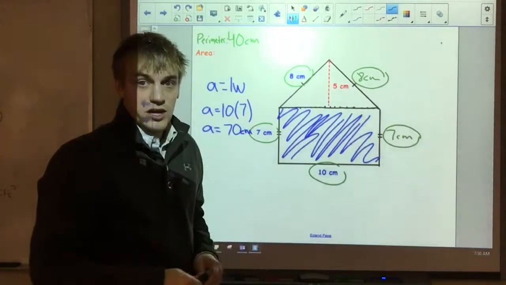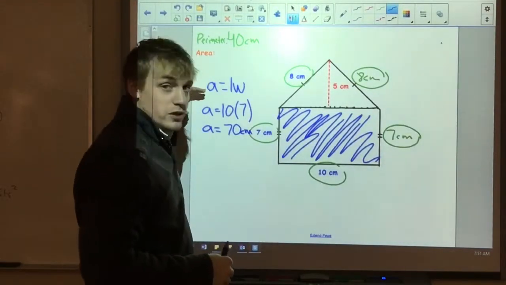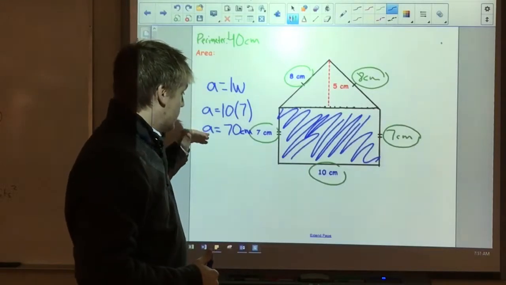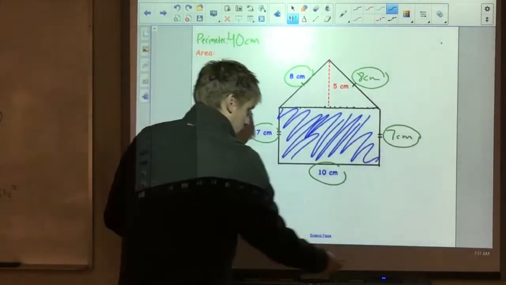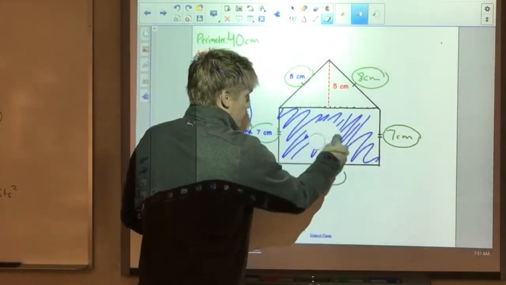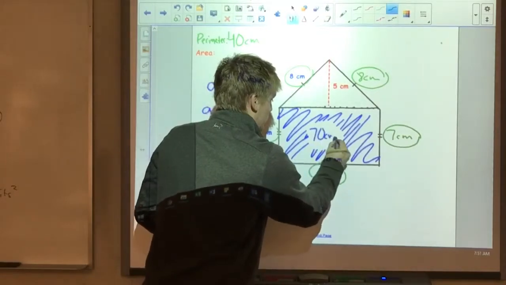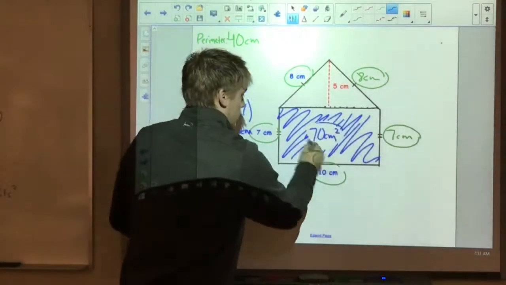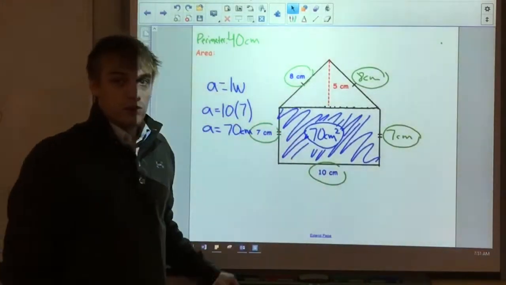Now, I know you think I'm crazy, but I need to see this work. You need to be able to show the formula. You need to plug the numbers in and write the answer. You got to do that every time. It will help you. It will keep you organized. So please do that. 70 centimeters squared. Okay, that's the area of the rectangle in this irregular polygon.